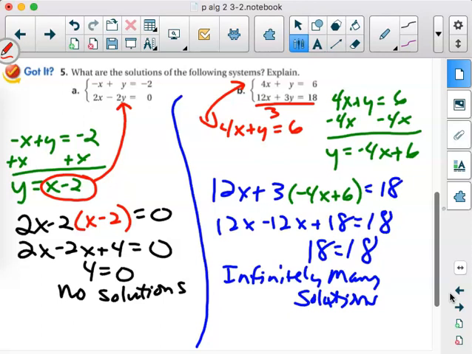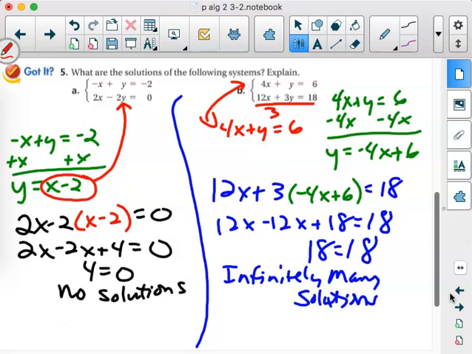Anybody else do something different than that? So once I said substitution, you said, yay, let's go. Because we could have multiplied this top one by -3, and then everything would have dropped out, and we would have had 0 equals 0. That's another way you can do that one.